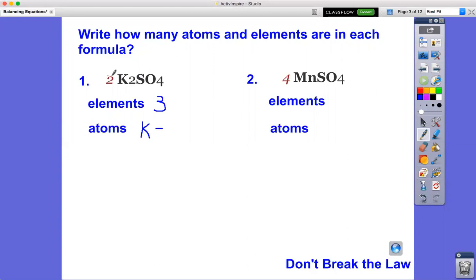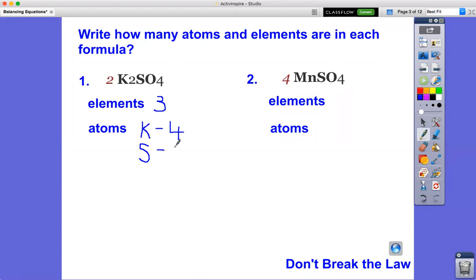Good job, Amir. Okay, 2 times 2. Good, Sanaya. All right, 2 times 2. Nice, Amaya. All right, 2 times 2 is 4. Okay, does everybody see that? Now this 2 goes with the S, but its subscript isn't there, so we assume it's a 1. So how many sulfurs do we have?